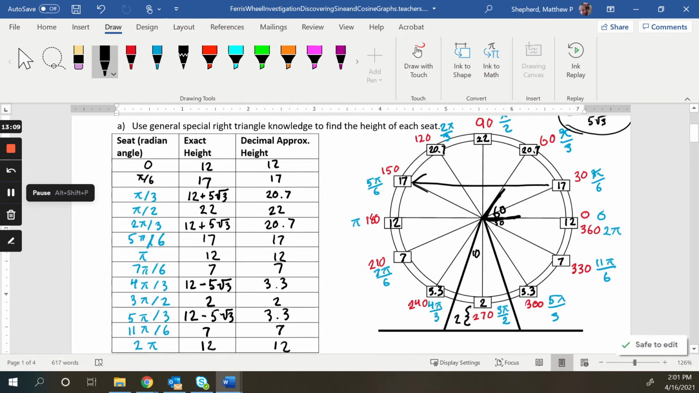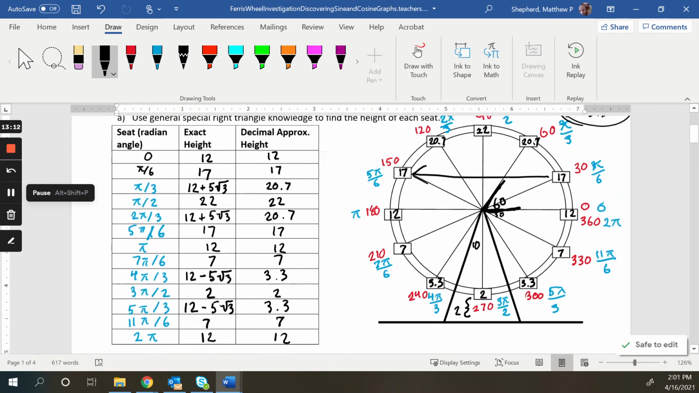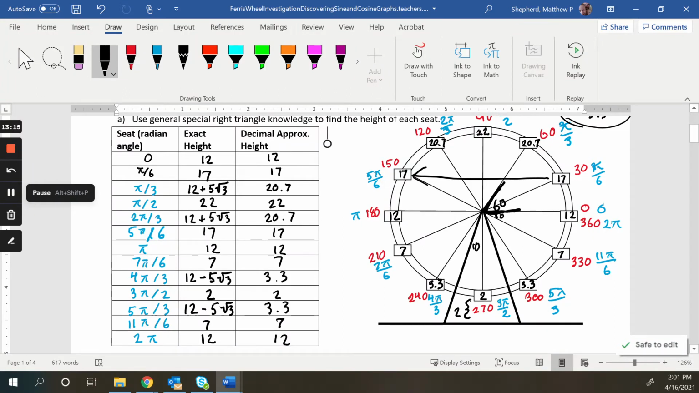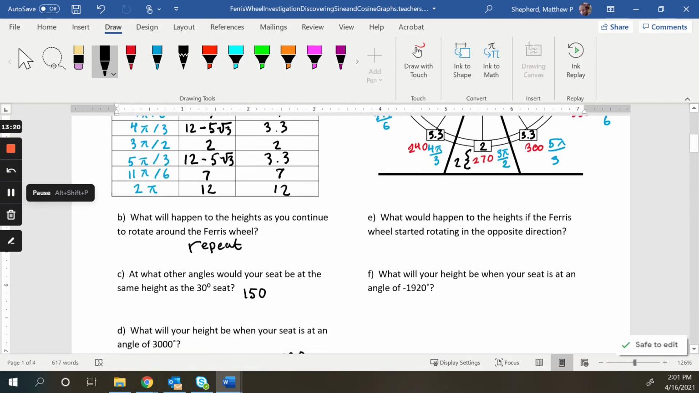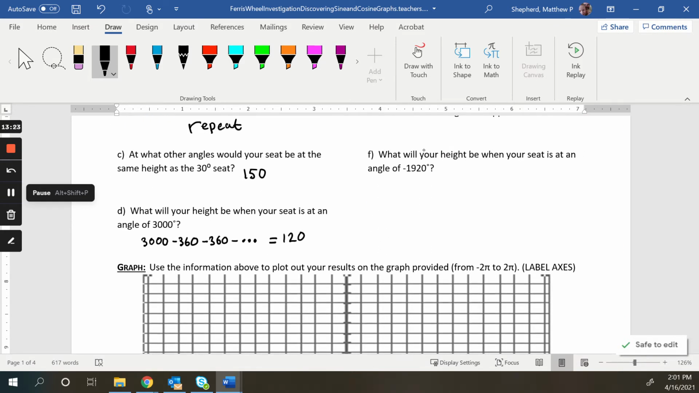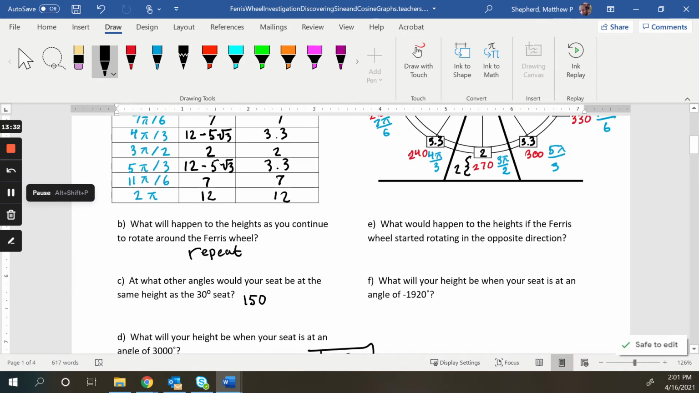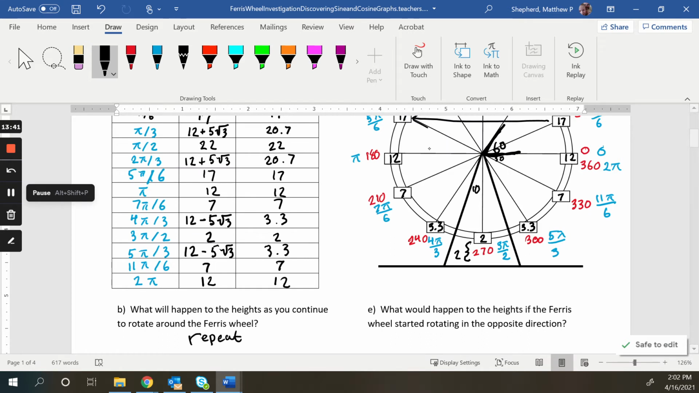Okay, all right, so 3,000 degrees is actually just, we've gone around so many times, but then we went to about 120. So the height right there is going to be 20.7. So our answer, 20.7 meters high, is how high you're going to be after you've gone 3,000 degrees. What would happen to the heights if the Ferris wheel started rotating in the opposite direction? All right, well, let's think about that. If we're starting at 12 and we start going the opposite direction, we then go to 7, 3.3, 2, 3.3, 7.